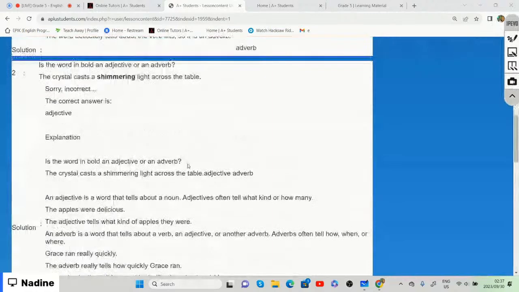So the crystal casts a shimmering light across the table. Shimmering. Is shimmering an adjective or is it an adverb? So shimmering. So we can say it's an adjective.